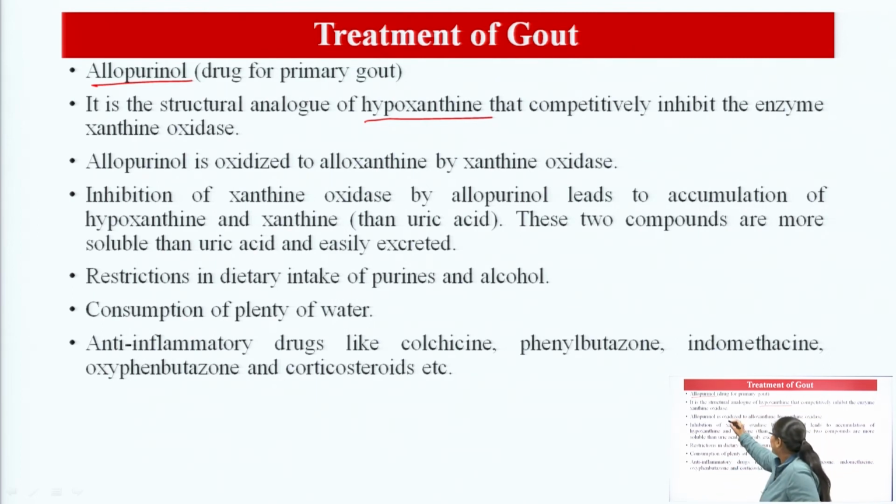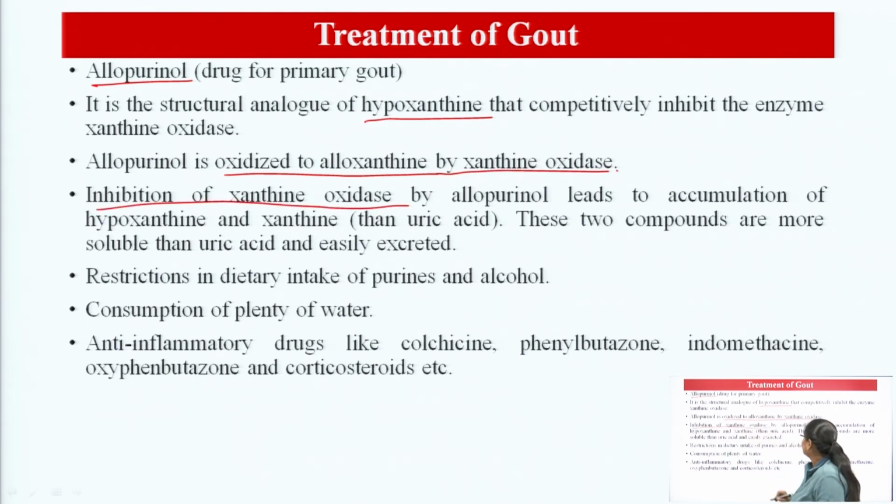So, allopurinol is oxidized to alloxanthine by xanthine oxidase, and inhibition of xanthine oxidase by allopurinol leads to the accumulation of hypoxanthine and xanthine rather than uric acid, and these two compounds are more soluble than uric acid. So, it is very easy to excrete these types of compounds instead of uric acid. I told you in the previous slide that uric acid is water soluble, so it is easily excreted. Now, these two compounds, one is alloxanthine and the other is xanthine oxidase.